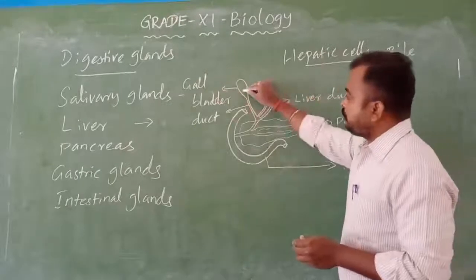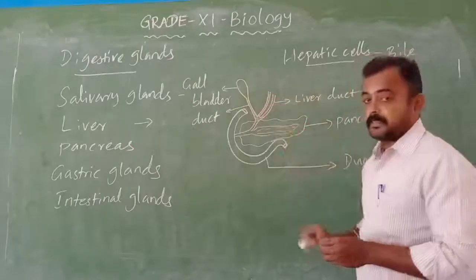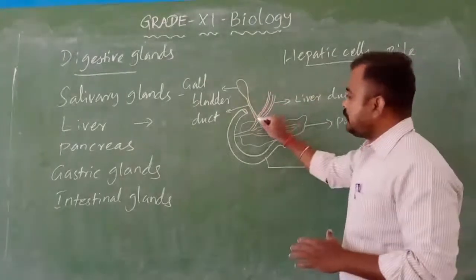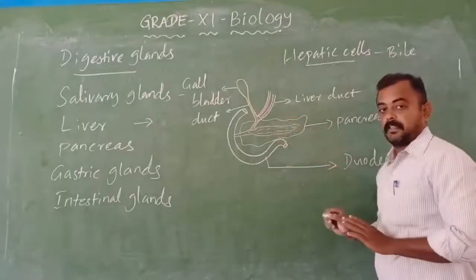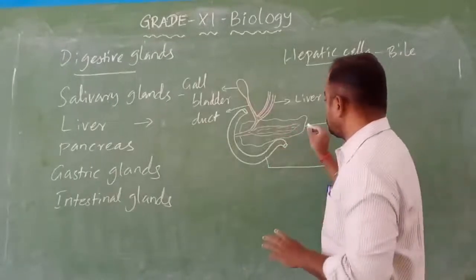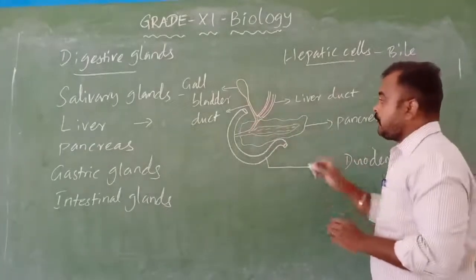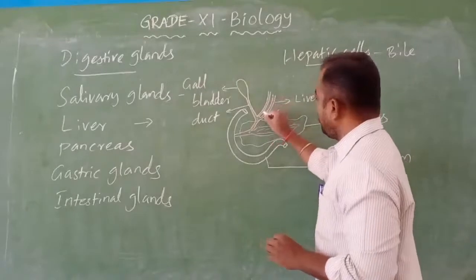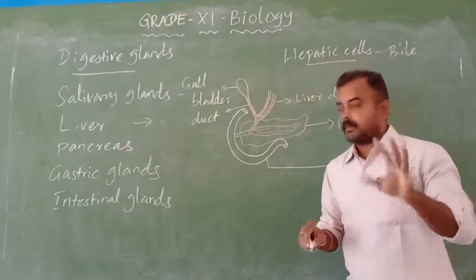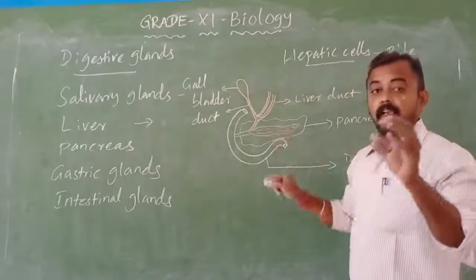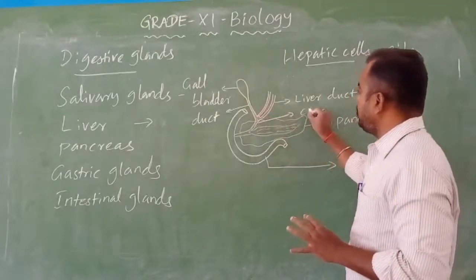So from the liver, bile comes. Then it is connected with the pancreatic duct, because this organ is the pancreas. So we have the liver duct, and from the gallbladder we have the gallbladder duct. It opens into the common duct, that is the common bile duct.